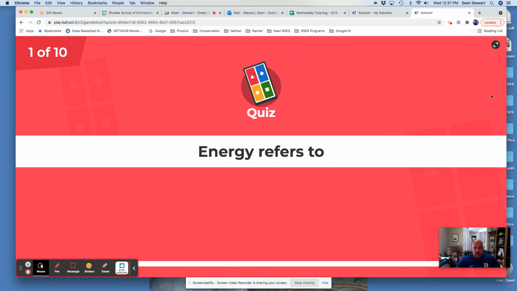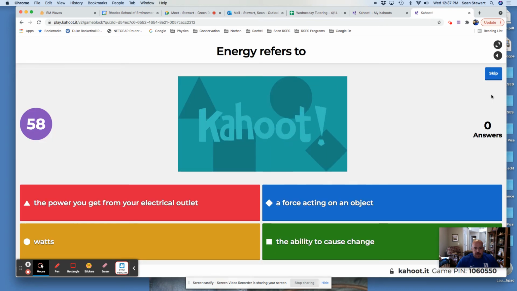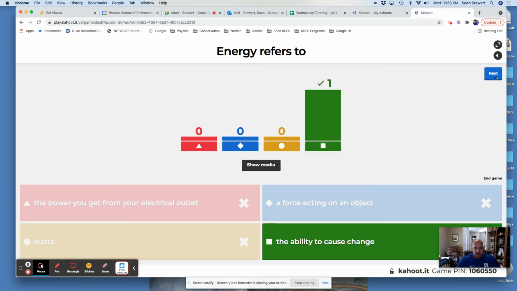So energy, what is the definition of energy? I would press pause so you can think of the answer because I'm about to give it. And remember, energy is the ability to cause change or make something move. So green in this case would be right.